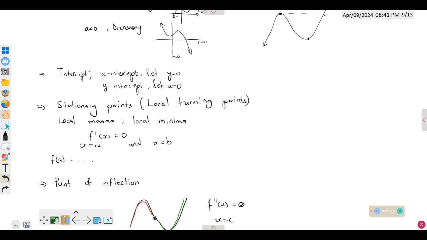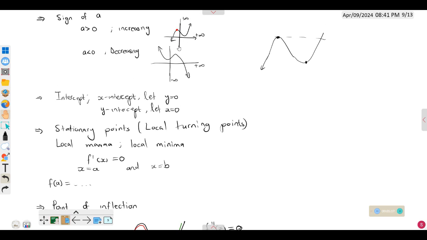First of all, you need the sign of a, whether it's increasing or decreasing. If it increases, it takes that form. If it decreases, it takes that form. You will need the intercepts, your x-intercept by letting y equal 0, and your y-intercept by letting x equal 0. You then need your stationary points, which we said are the local turning points, right? That is where the graph turns and eventually comes back to break that point. You will need your local maxima and your local minimum.